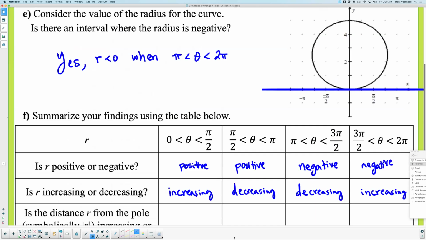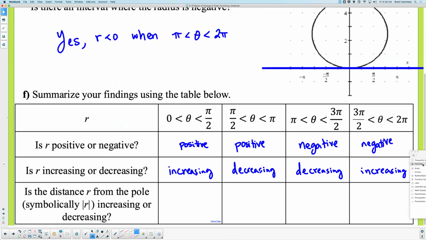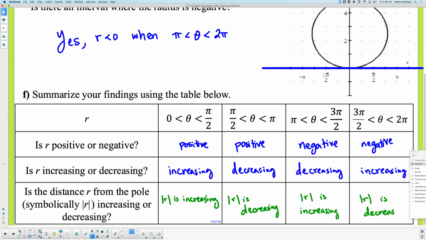But I'm going to throw in an extra symbol here, just so it's clear to everybody. I'm going to say this time the absolute value of r is increasing. I'm throwing in that symbol. The absolute value of r is decreasing. The absolute value of r is increasing. And then the absolute value of r is decreasing. Okay, so that means the distance from the pole, or you could say the distance from the x-axis.